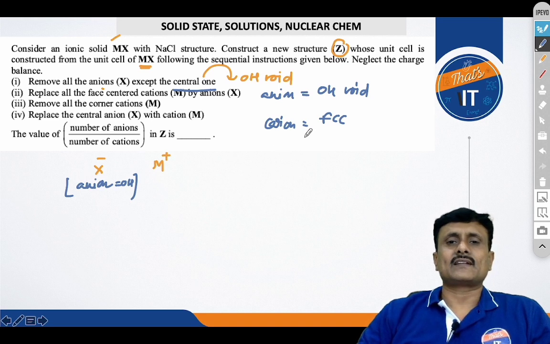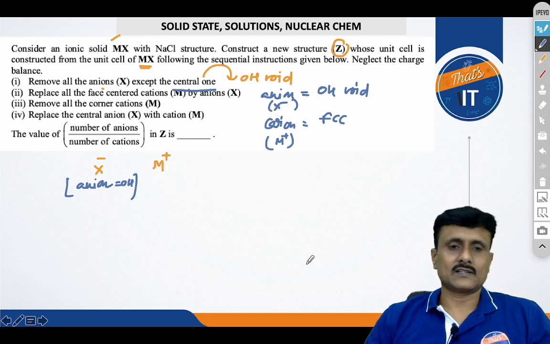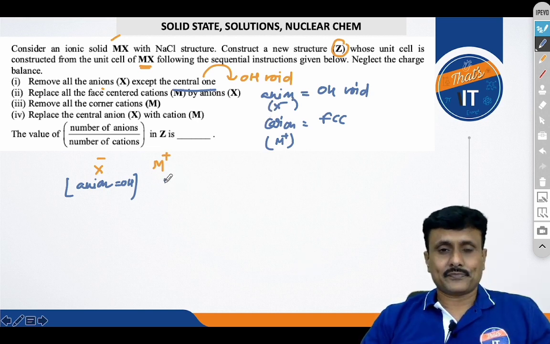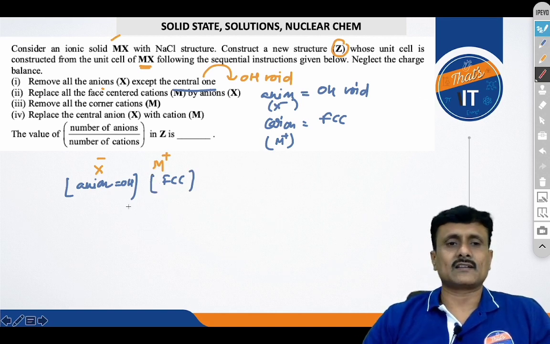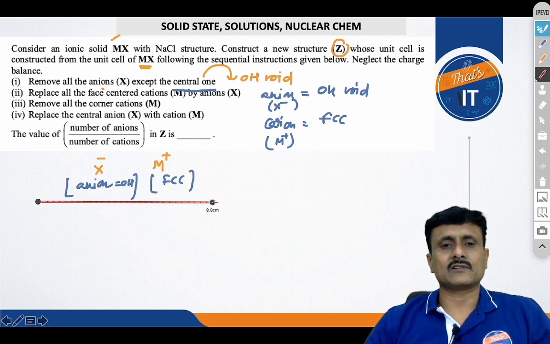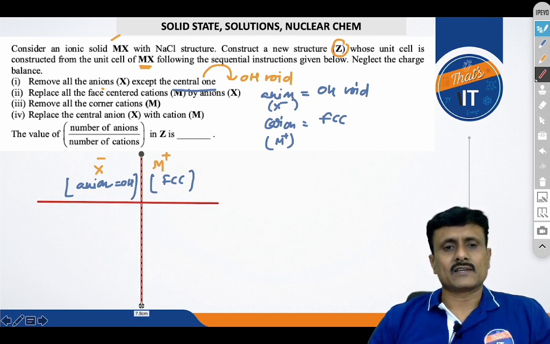This is X minus and this is M plus. The cation is present in FCC lattice positions. Now you can carefully sort out the information which is given to us, isn't it? Now you see what we are exactly trying to do in every case when we are given this lattice.